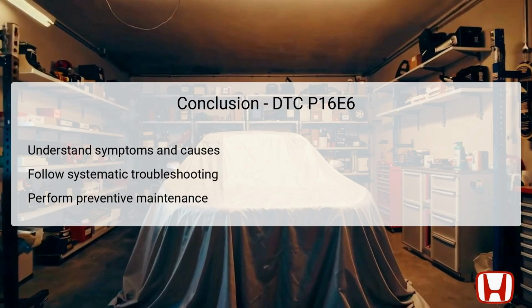In conclusion, understanding DTC P16E6 and its implications within the 2017 to 2023 Honda Accord is integral to maintaining vehicle performance. Recognizing symptoms such as starting issues and transmission responsiveness will prompt timely action. By following a systematic troubleshooting approach, beginning with problem verification and moving through continuity checks, you can effectively identify and resolve the underlying issues linked to this code.